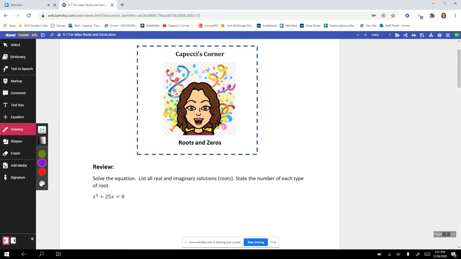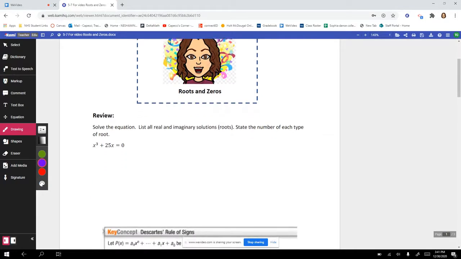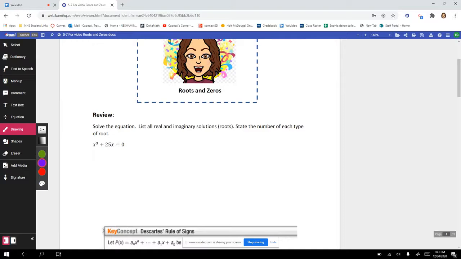Today on Capechi's Corner, we're going to look at roots and zeros. So we're going to start with a little bit of a review problem that's going to lead us into our lesson for today. The directions say to solve the equation. We're going to list all the real and imaginary solutions, which are the roots, and then we're going to state the number of each type of root.